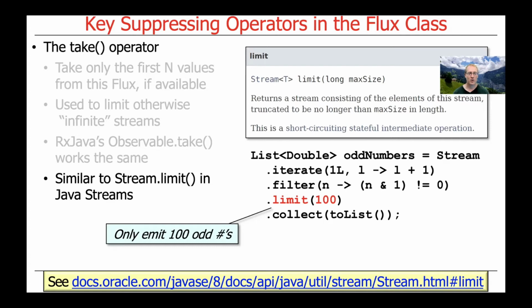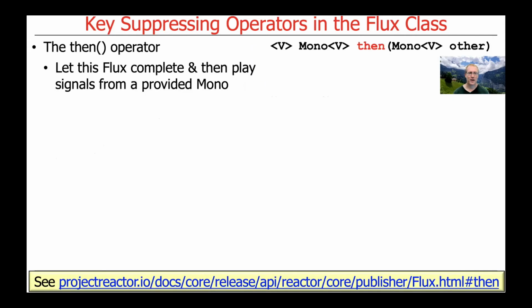In this case, what we're gonna do is we're only going to emit 100 odd numbers. So you can see that we use a generator method called iterate, which will just generate values starting at 1 to infinity. We're going to filter out everything that is even and get rid of it, only allow odd numbers. And then we're going to limit that particular collection to be only 100. And then we collect that into a list. So again, just kind of showing the equivalence between these capabilities and the different frameworks.